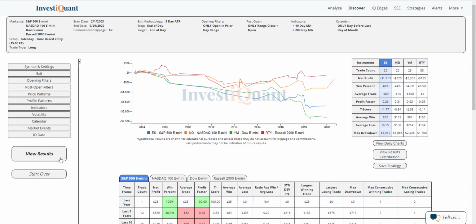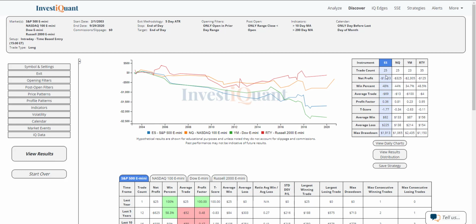And here we go. So these are the results of going long at 3 p.m. Eastern Time, exiting at the close, which is 4:15 p.m. Eastern Time on the day before the last trading day of the month. This is taking place when you open within the prior day range, and at 3 p.m. you are trading below the opening print. So you are forming a red candlestick at that time on the daily time frame. This is also above a 10 and 200-day moving average, so in a bullish environment.